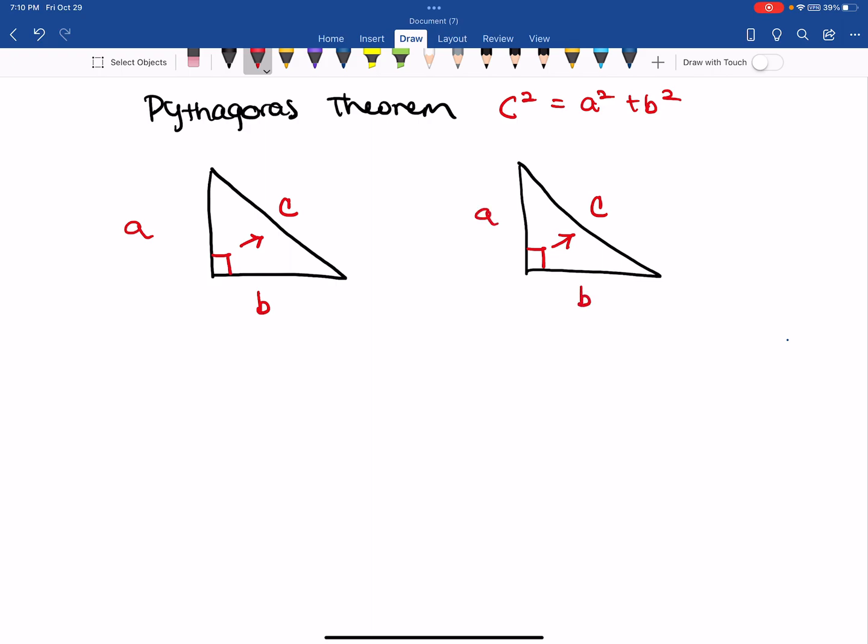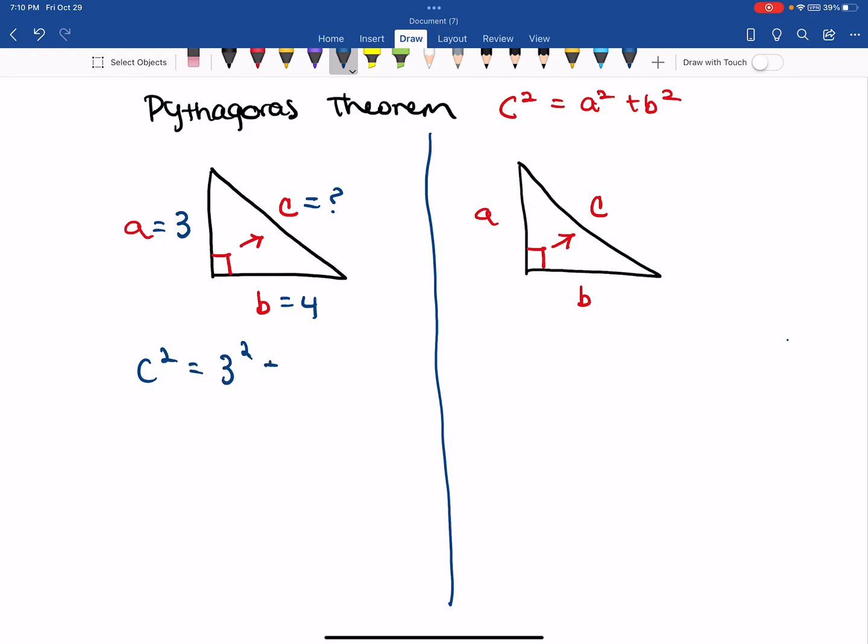Okay, so two cases of the Pythagorean theorem type of problem. Number one, you are looking for the C value. So I can give you numbers like 3 and 4. And then if you apply that to the formula, we're going to go a squared plus b squared. And you're looking for the C.